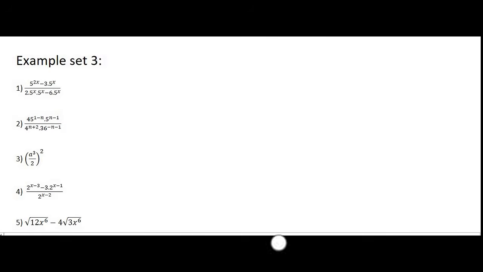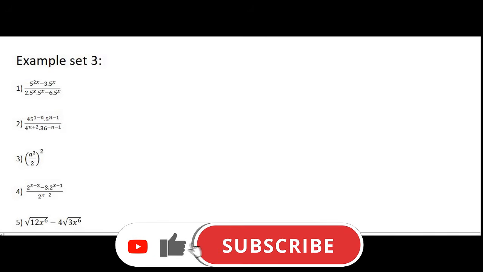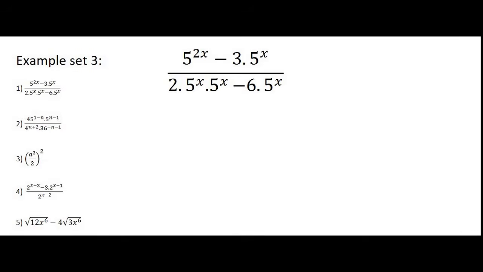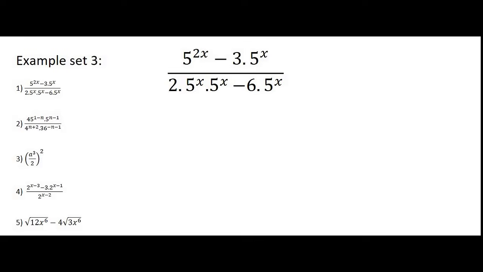In this video, we're going to look at another 5 examples on how to simplify algebraic expressions. So let's start with number 1. The first thing we should start beginning to realize with questions like number 1 is that there is more than one term. In the examples that we did in the previous video, those questions typically only had one term.